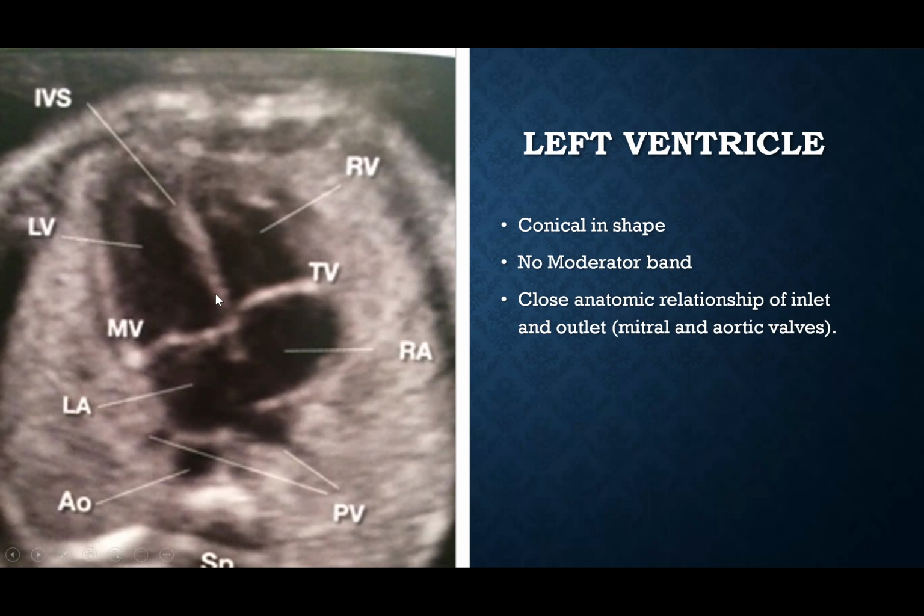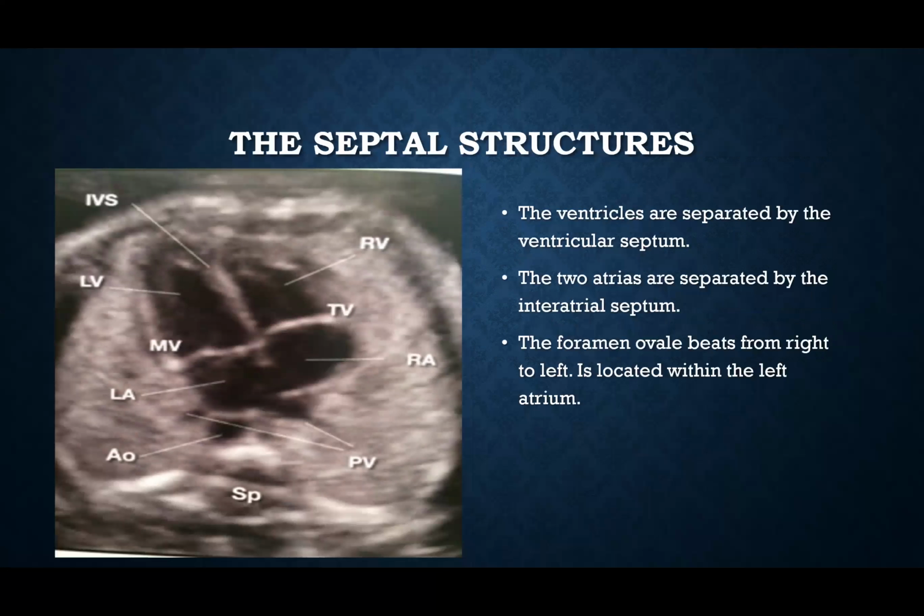The left ventricle is conical in shape, has no moderator band, and has a close anatomical relationship of inlet and outlet. So the mitral valve and the aortic valve are really close together. You can't see that because this is a 2D image of the heart. But as you scan through the heart, you'll see that the aorta comes off the left ventricle, and the aortic valve is very close to the left ventricle.